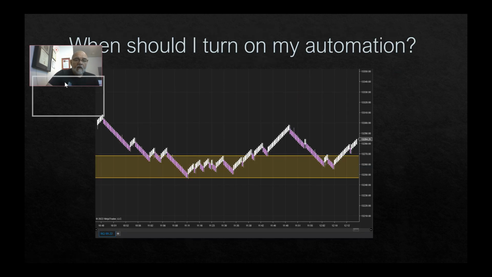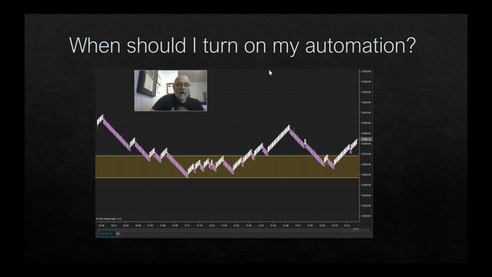The question I still get a lot is, when should I turn on my automation? There's no scientific process to this. I don't have any special indicators or anything like that. When I turn on my computer, I turn on my automation. It's not engaged, but it's on, so I can see the different background colors and how the market's moving. But had I started my computer here and I saw this, obviously you would turn it on and it would have taken these trades, right?